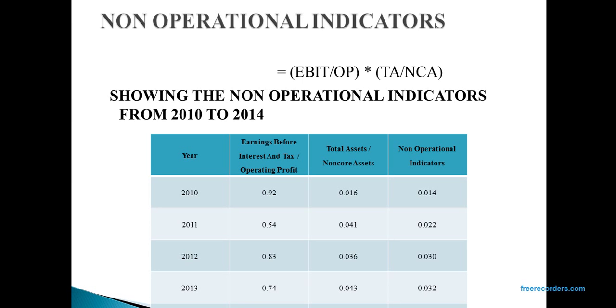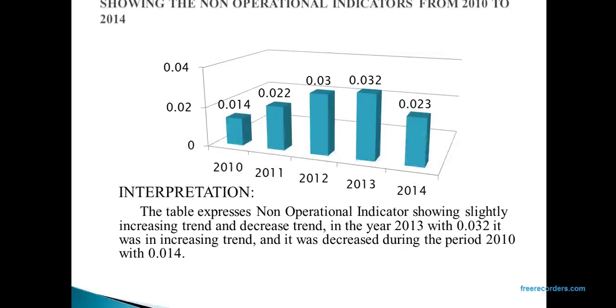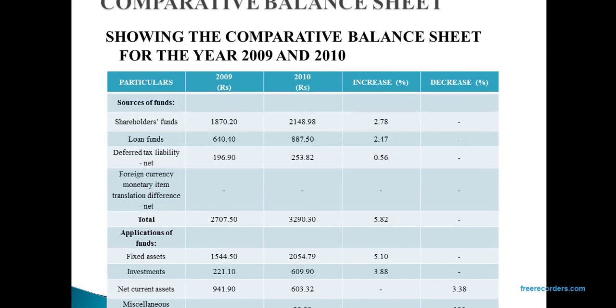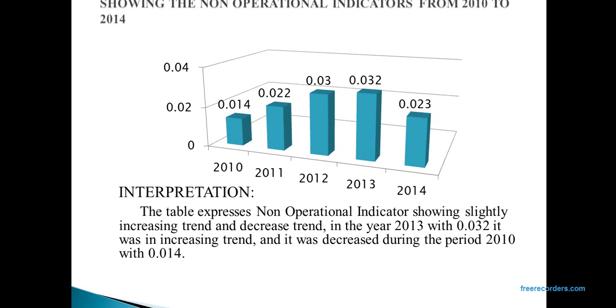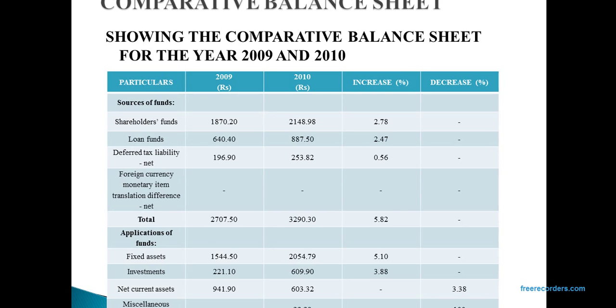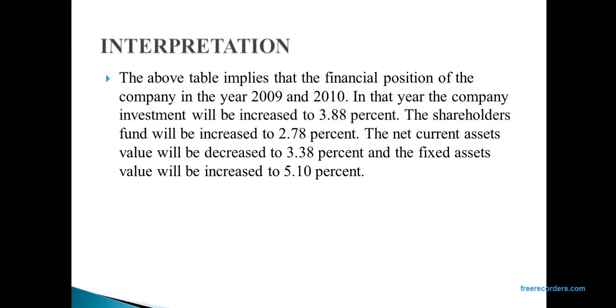Non-operational indicators. Interpretation. The table expresses non-operational indicators showing a slightly increasing trend and a decreased trend in the year 2013 with 0.32. It was an increasing trend and it was decreased during the period 2010 with 0.014.